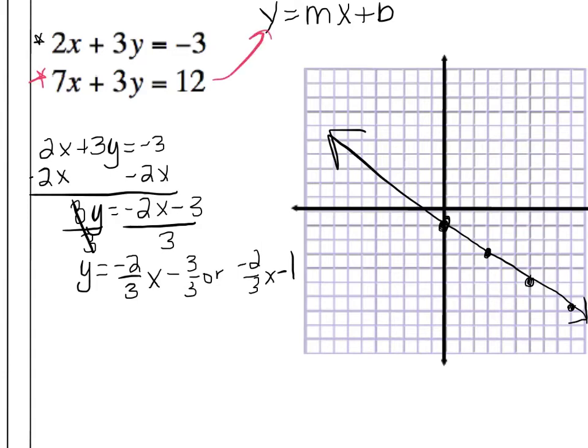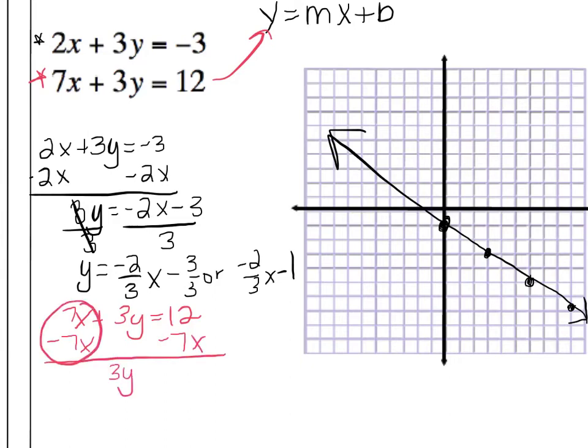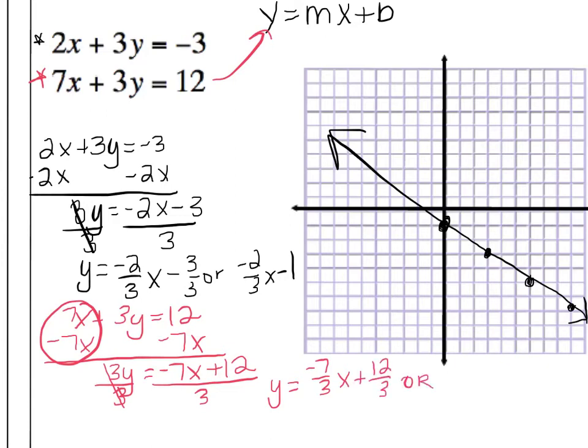Again, we need to get it into y equals mx plus b form. So we're going to take 7x plus 3y equals 12, and we're going to get that y alone. So we'll subtract 7x from both sides, and we'll be left with 3y equaling negative 7x plus 12. So now we'll divide by 3. Remember, when we divide by 3, it goes to both parts. So it's going to be y equals negative 7/3 x plus 12 over 3, or negative 7/3 x plus 4.